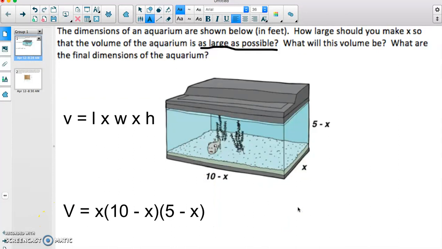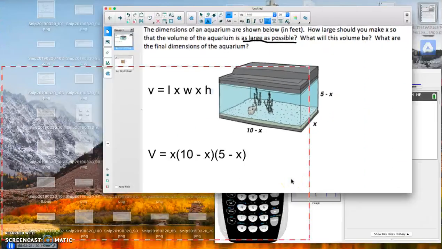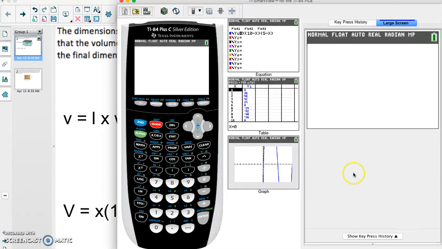What I want to do next is figure out what I could make x in order for this volume to be as large as possible. Instead of guessing and checking, like what if I made x 1 foot or 2 feet or 3 feet, I want to find the exact value of x that gives me my maximum. In order to do that, we're going to have to use the graphing calculator.